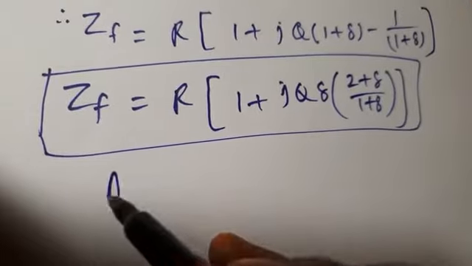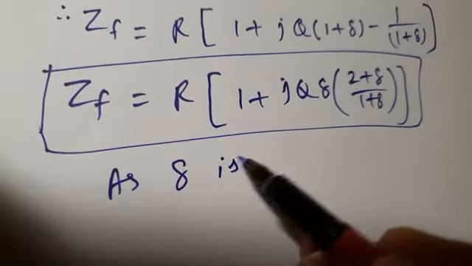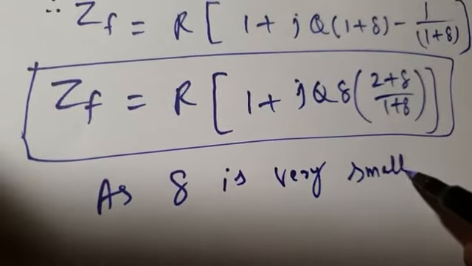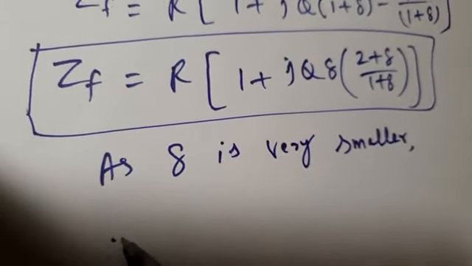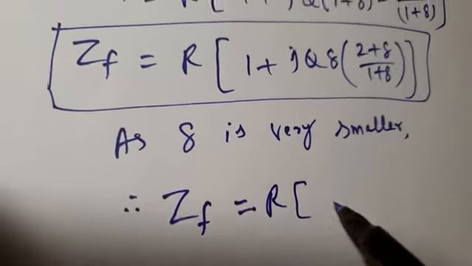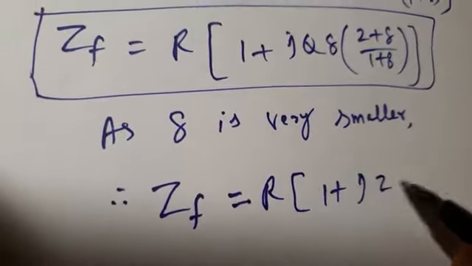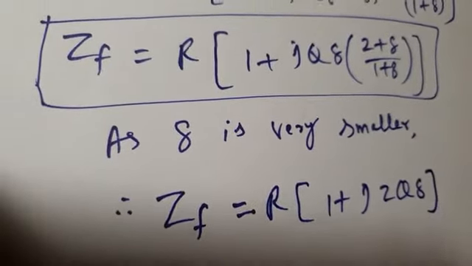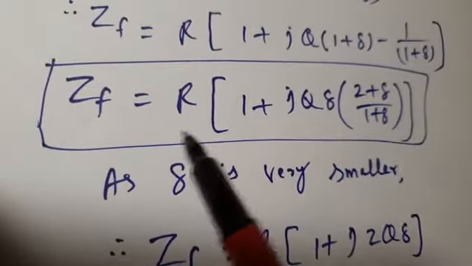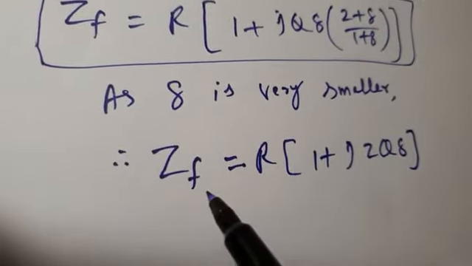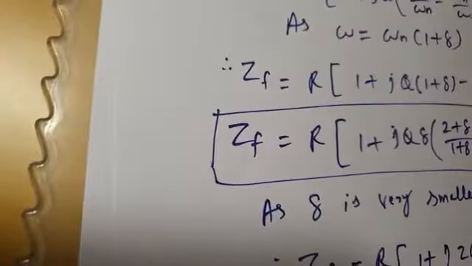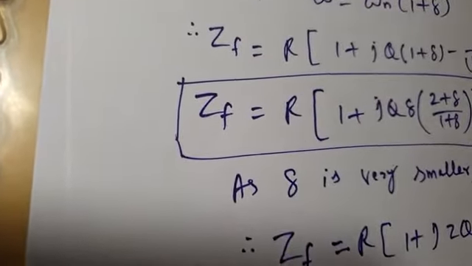I can also write, as delta is very small, since delta is the frequency deviation, this equation gets modified to ZF equal to R times 1 plus J 2Q delta. You can assume delta is very, very small and then simplify this equation. It becomes ZF equal to R times 1 plus JQ delta. So this is the expression for filter impedance.